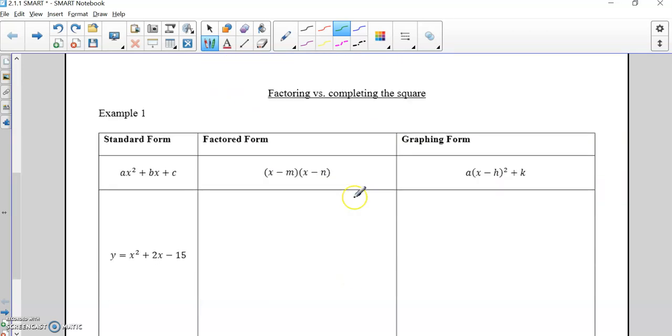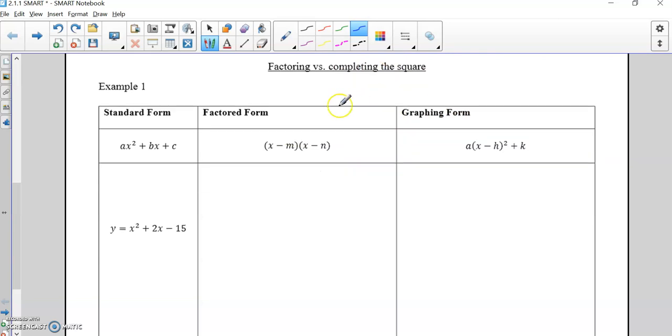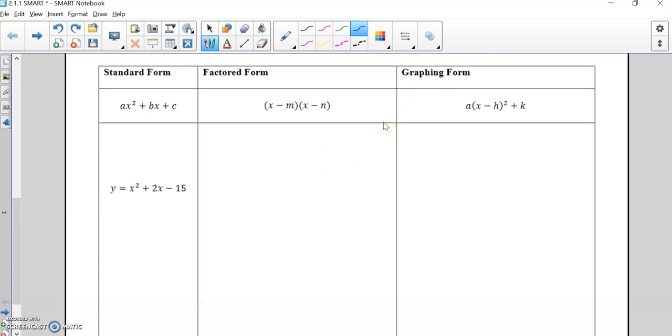Alright, so now we are on to factoring and completing the square. Now, factoring is a method that we use to convert our equation from standard form to factored form. Okay, and then to get to graphing form, that's when completing the square comes in. Now for factoring, we're going to use something called the box and diamond method. Now, kind of like last time, we're going to start by making a box.